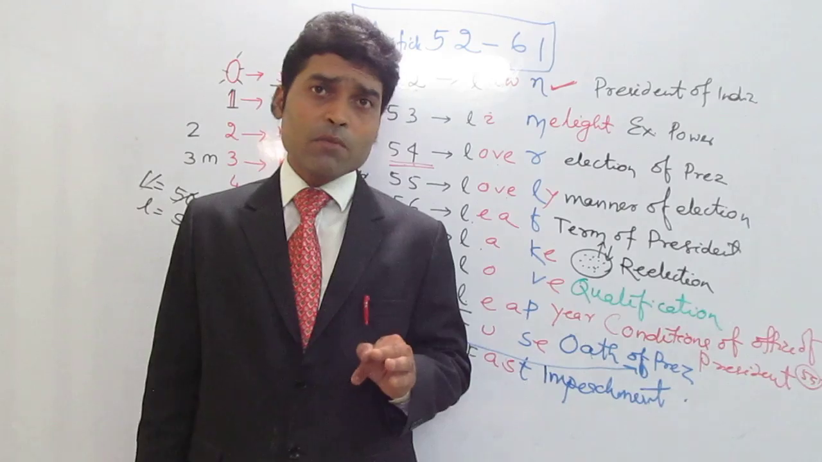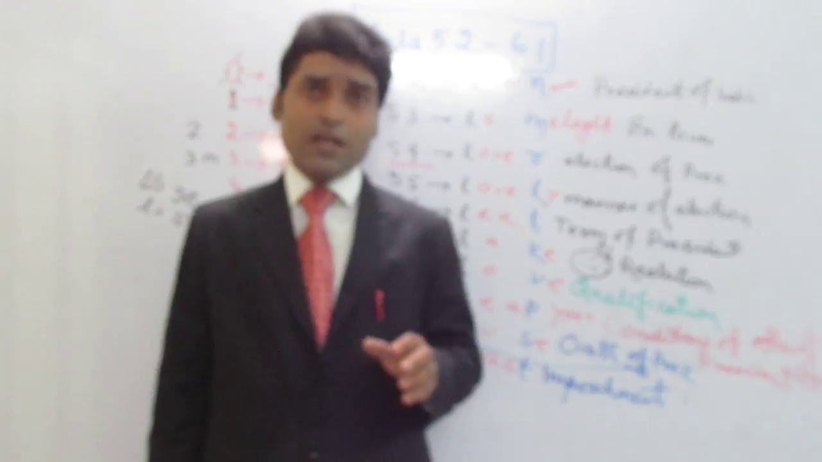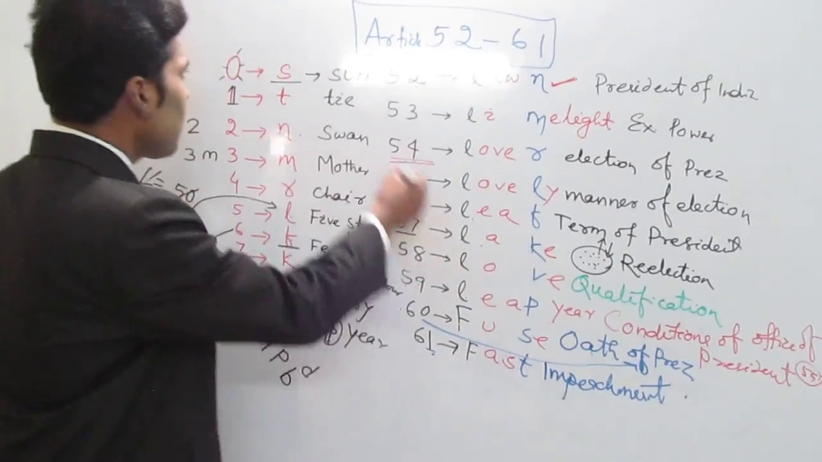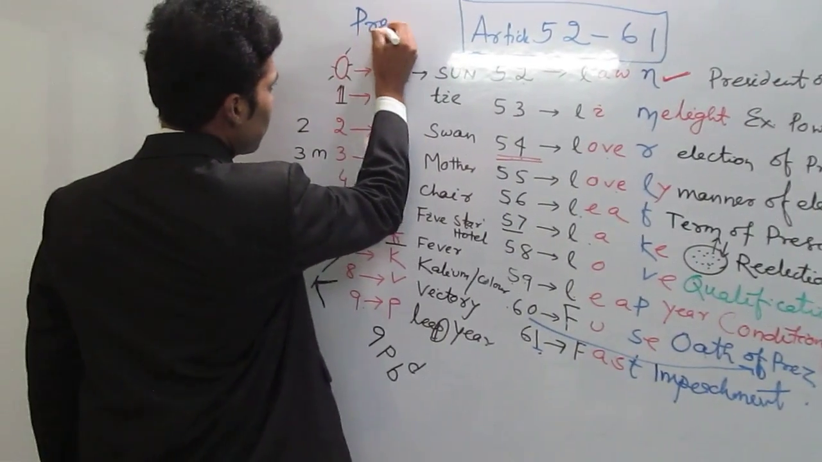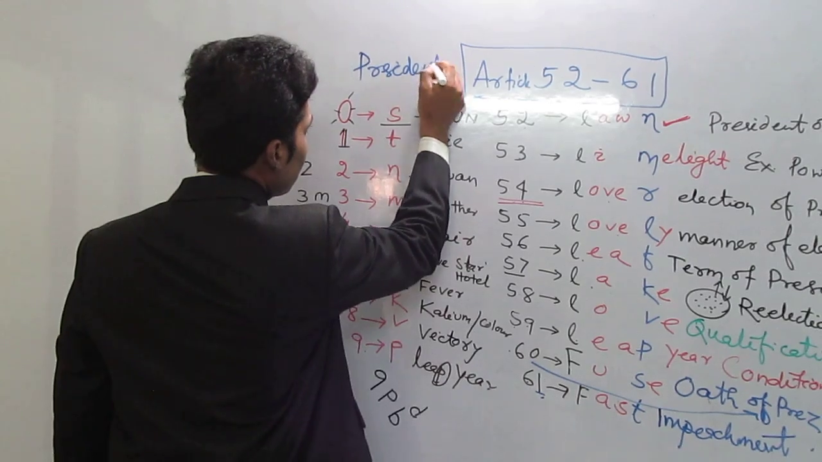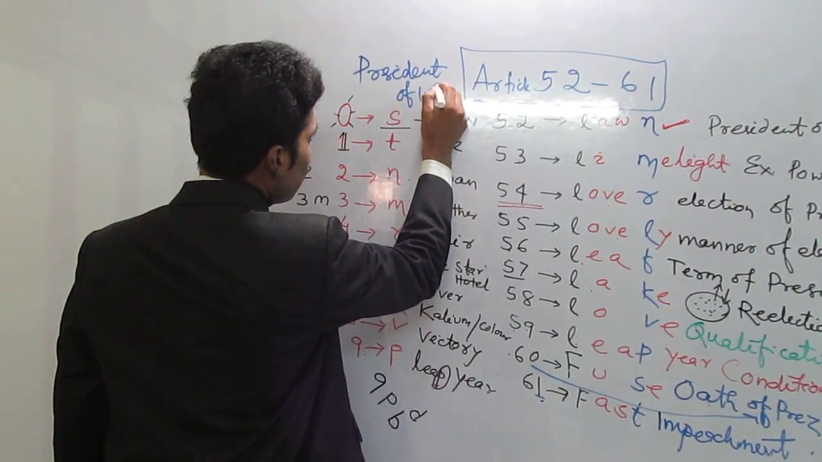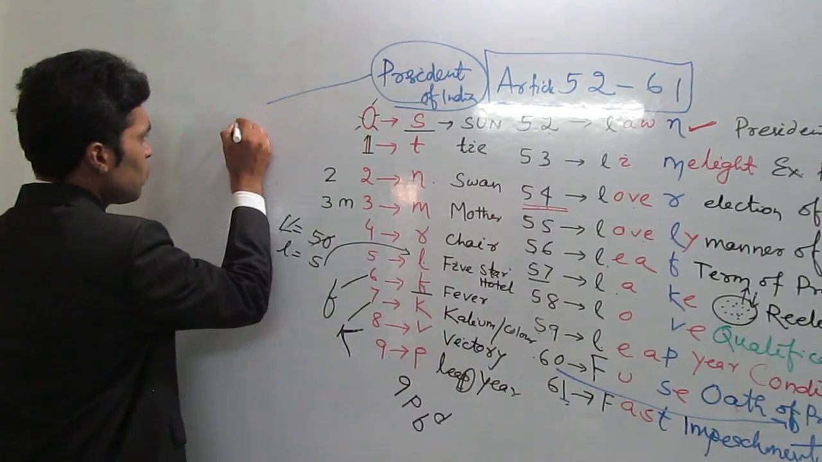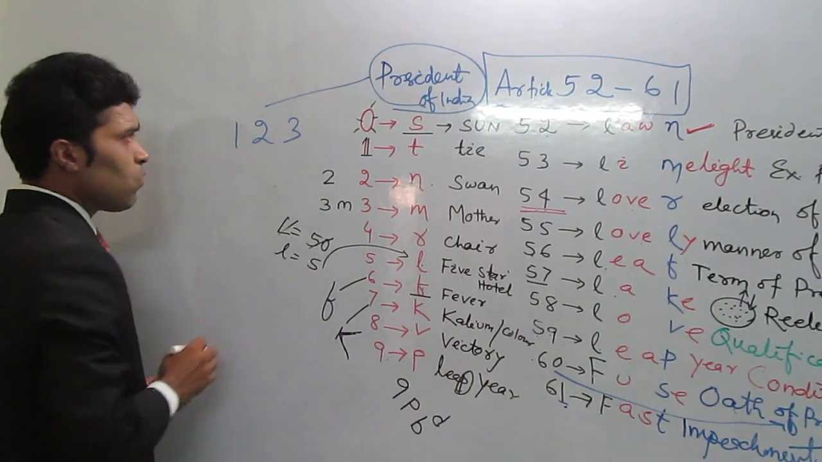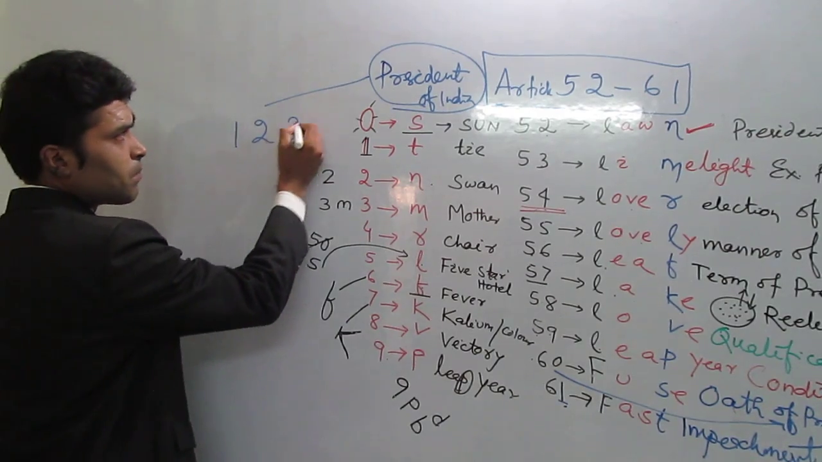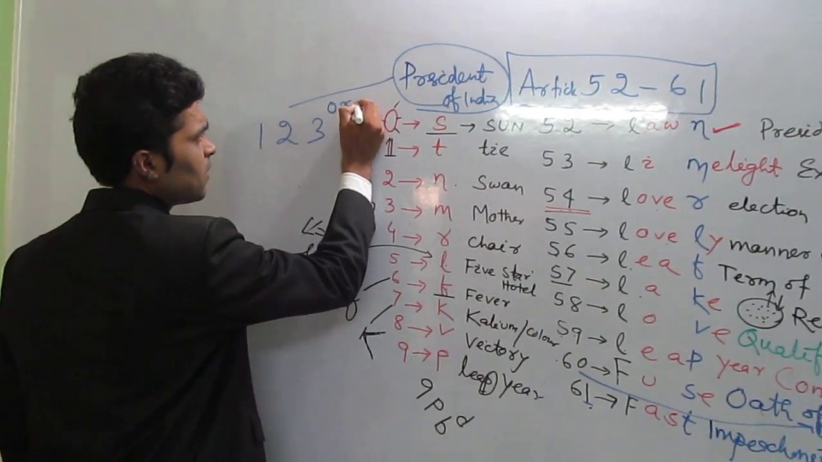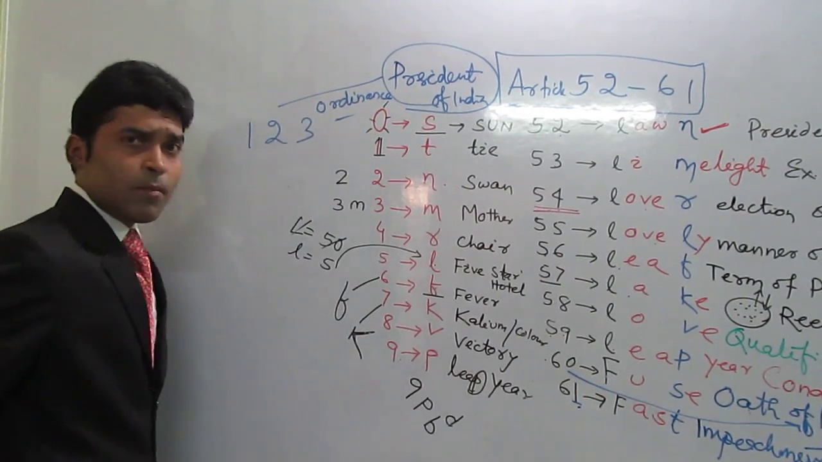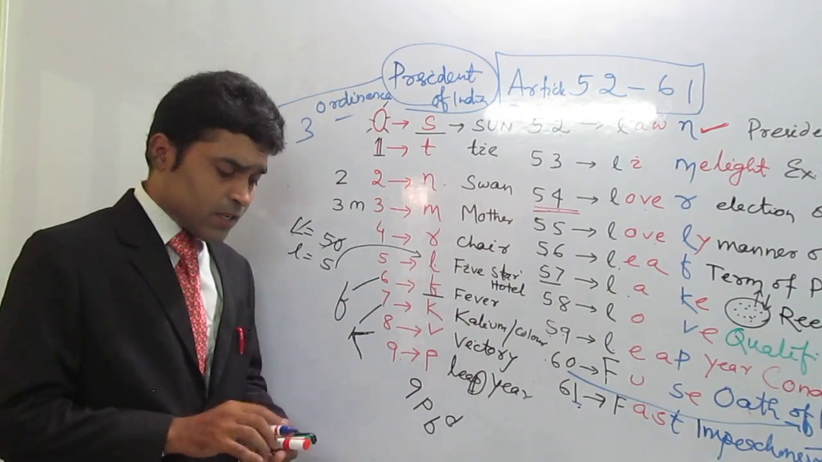But before that we must understand certain articles related to President of India. For example, if I say 1, 2, 3, actually what is 1, 2, 3? That is ordinance making power of President. This means ordinance. Ordinance is actually a temporary law when the Parliament is not in session.